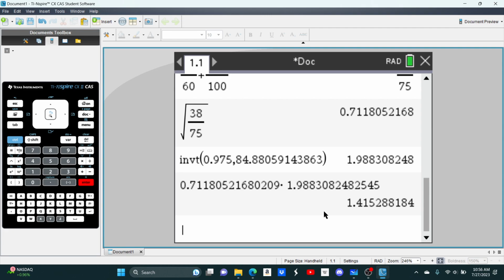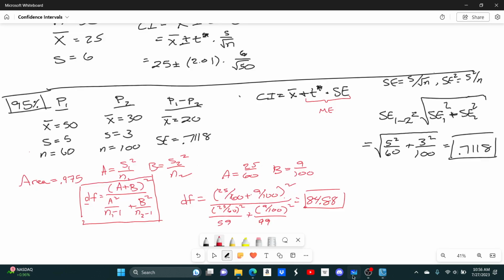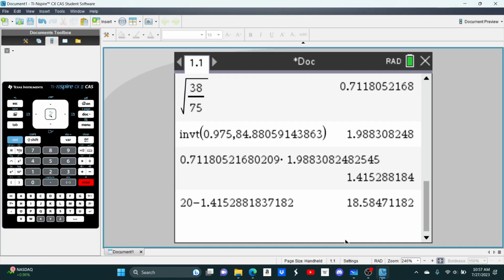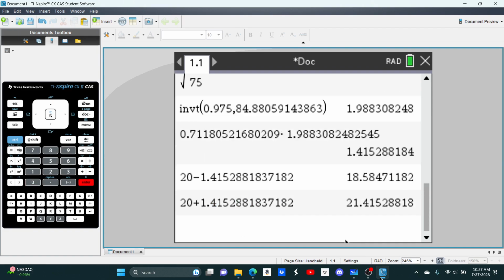Okay. And now all we have to do to find our confidence interval is take our sample mean, which is 20. And so our confidence interval will just be 20 plus or minus that 1.415. So 20 minus that on the low end, 20 plus that on the high end. So our confidence interval, we're 95% sure that the true difference in these means is from 18.6 to 21.4.